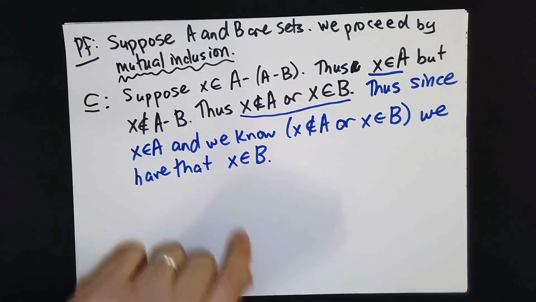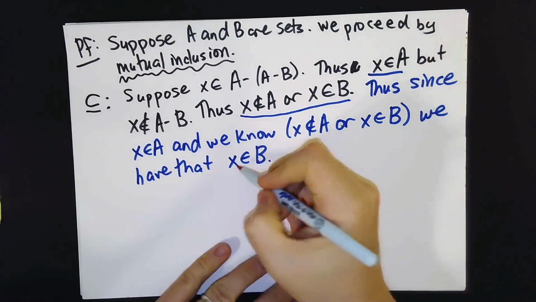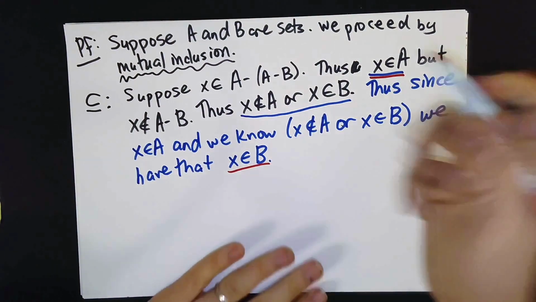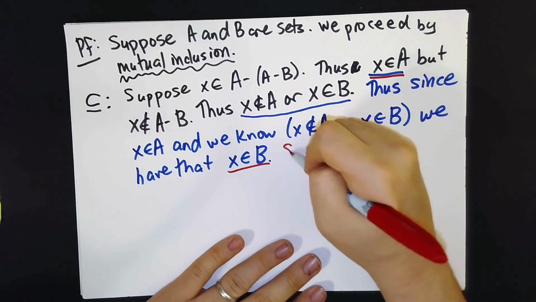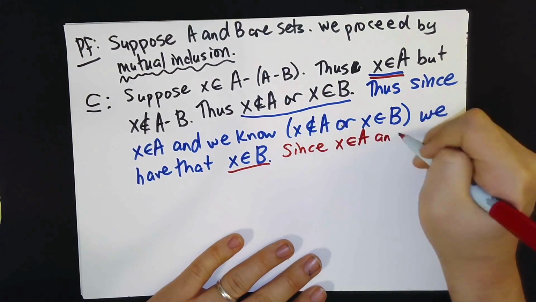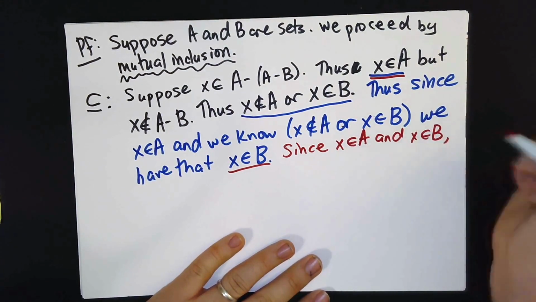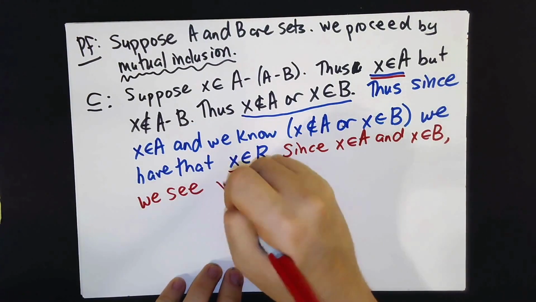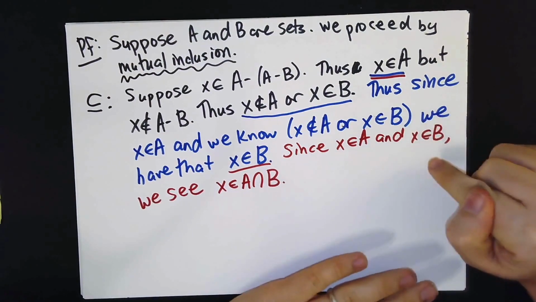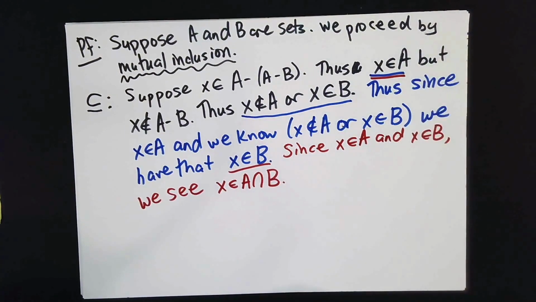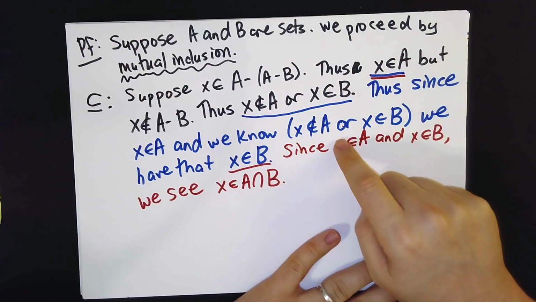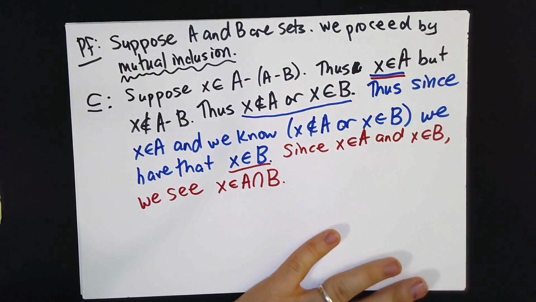But now that piece, I want to actually combine with this piece and say that since x is in A and x is in B, well, what does that mean? That means x is in A intersect B. Again, when you're saying something that's combining two pieces that you've said before, you should always restate those pieces and say how you're combining them.